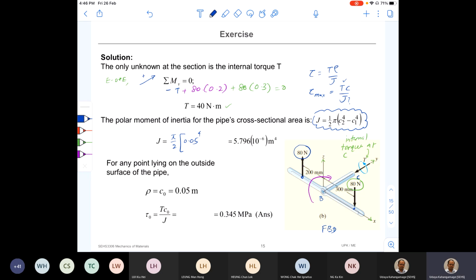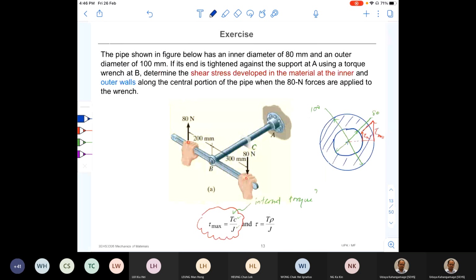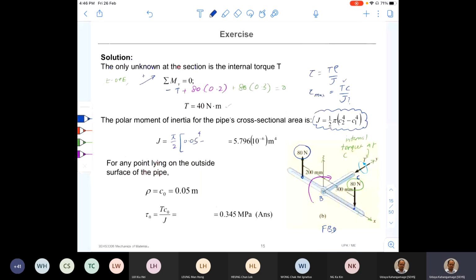Radius to the power 4 minus inner radius, I can't remember now, 80. Diameter is 80. Therefore, radius is 0.04 to the power 4. So after simplifying, you get this answer. Now we need to find out first the maximum stress in the outer surface.